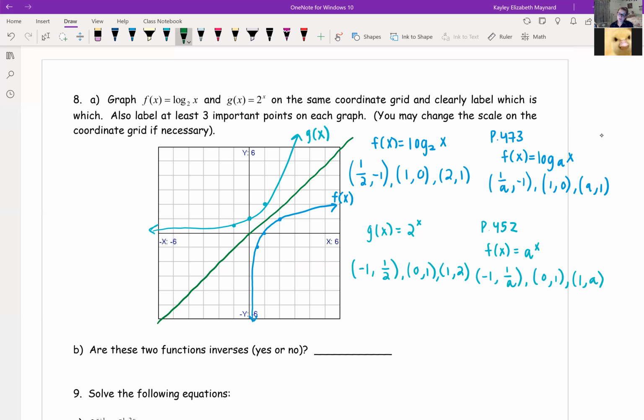But you don't even really have to remember that to be able to say so. If you just remember that logs and exponentials are the inverses of each other, then you're good. So this is yes.